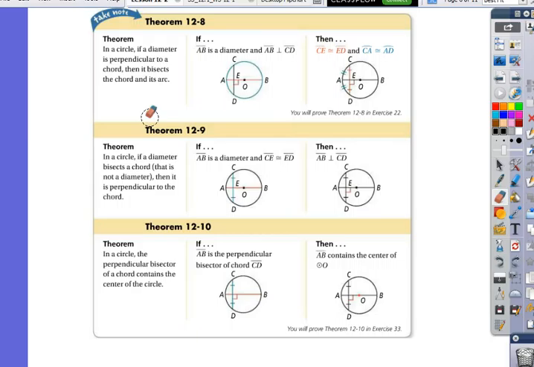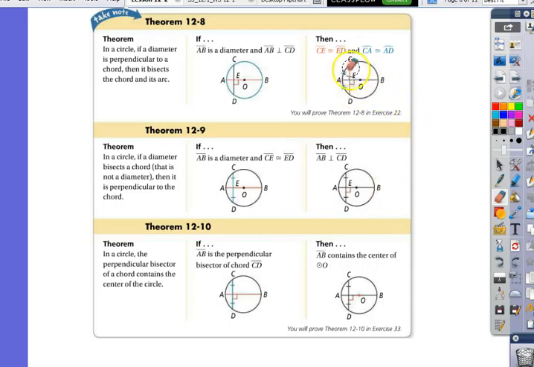So a chord that goes through the center is called a diameter. If a chord goes through the center, the diameter is perpendicular to another chord, then it's going to cut that chord in half. So you were saying earlier, does a diameter cut a chord in half? And the answer is, if they're perpendicular, yes. Or, if I know that the chord got cut in half, and I know that it was a diameter that cut it in half, then I know they're perpendicular. So I can go either way with that one.